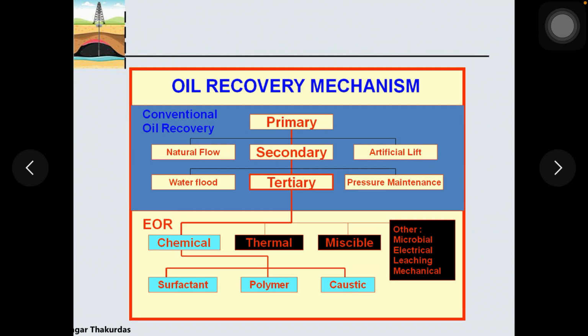Again, you can see one more flow chart. So there are different arrangements of these recovery mechanisms given by various scientists and companies. You have to just remember that there is a sequence. First is primary recovery, then comes secondary recovery, which involves injection of fluids such as gas and water, and finally tertiary recovery, which involves variety of mechanisms like chemical injection or thermal recovery methods or miscible fluid injection, microbial methods, and so on.